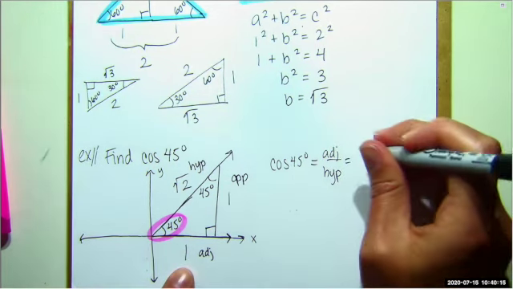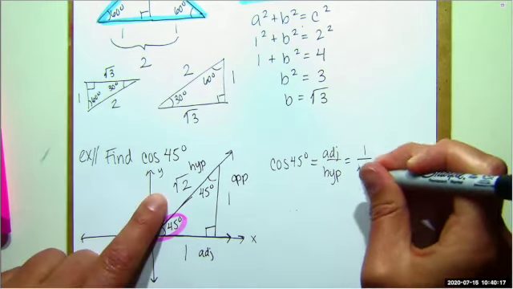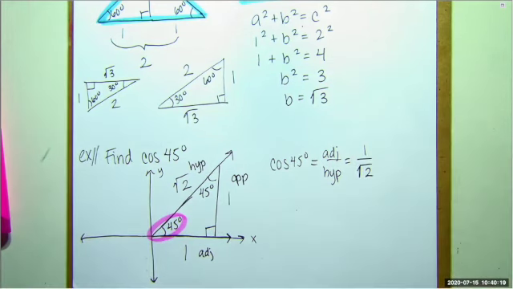So adjacent here is 1, hypotenuse is root 2. Now we're not quite done. Anytime you're doing these trig problems, there's going to be 3 things you want to ask yourself on your final answer. 1, can I reduce my fraction? 2, do I need to rationalize my denominator? And 3, should my final answer be positive or negative?